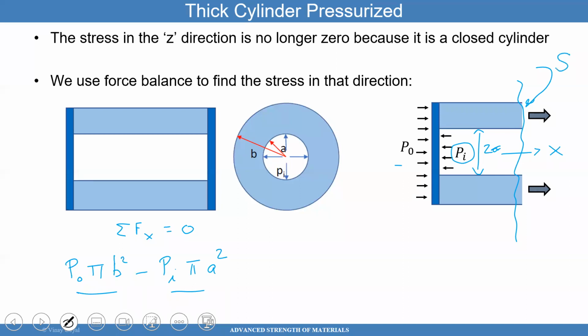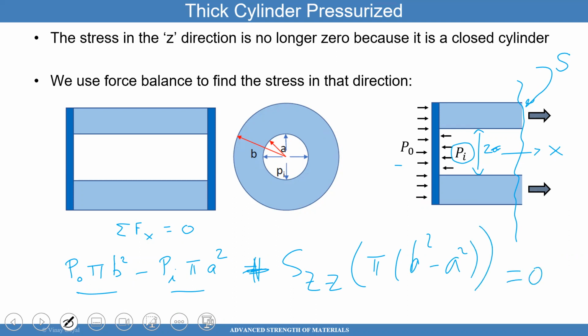So let's call it SCZ for now. So that's also acting in that direction. So SCZ times, and what is the area of the annular ring? The area of the annular ring is pi times B squared minus A squared equals 0. So that's what I did, and I'll show you in a second.